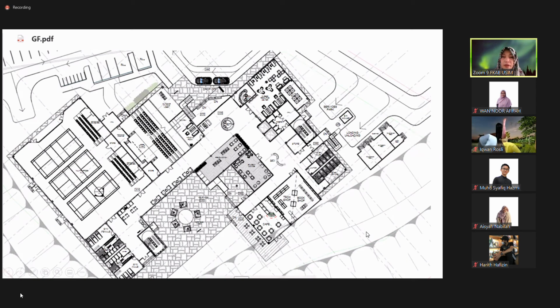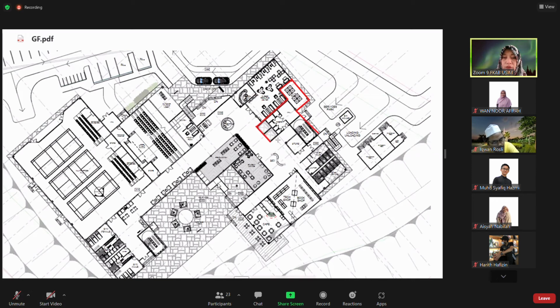Okay, when you design a thing, this is an example of the design. When you design a thing, you have to ensure that there would be a services area. Where do you want to indicate the services area? Of course, when you design, you are not strictly to design the lift.